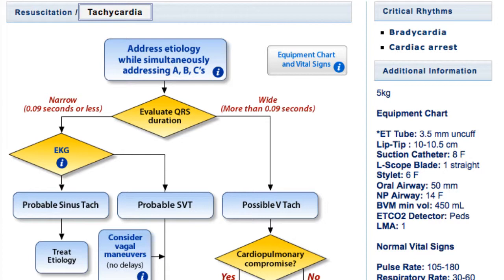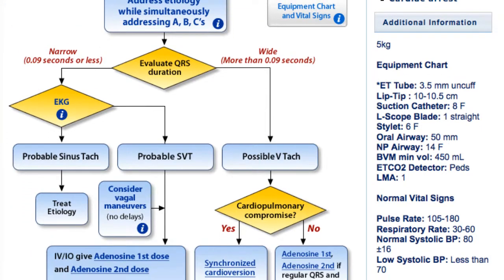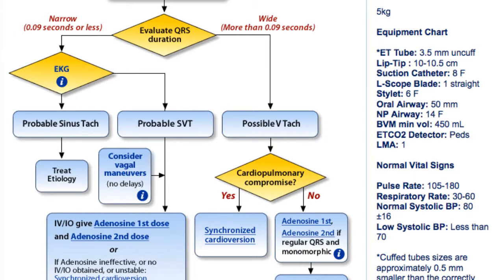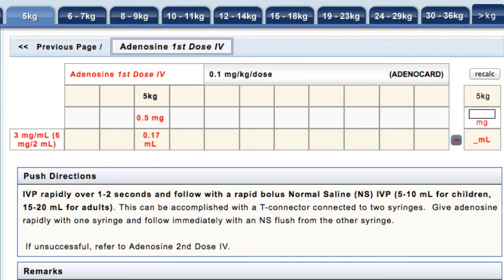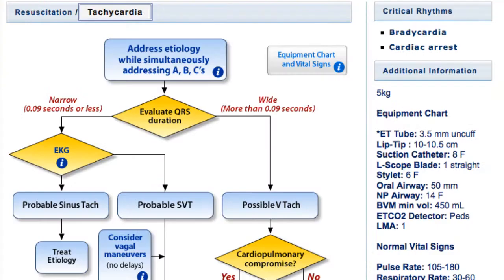Similar information is displayed throughout the algorithm. All medications in the flowchart are linked to the appropriate dose and grid. Working down the algorithm for wide QRS, we see that adenosine is an option. When I click on the first dose, we immediately see the adenosine grid for that drug and indication. Again, we can go back by selecting Previous or using the Back button. The other critical rhythms algorithms work in the same way.